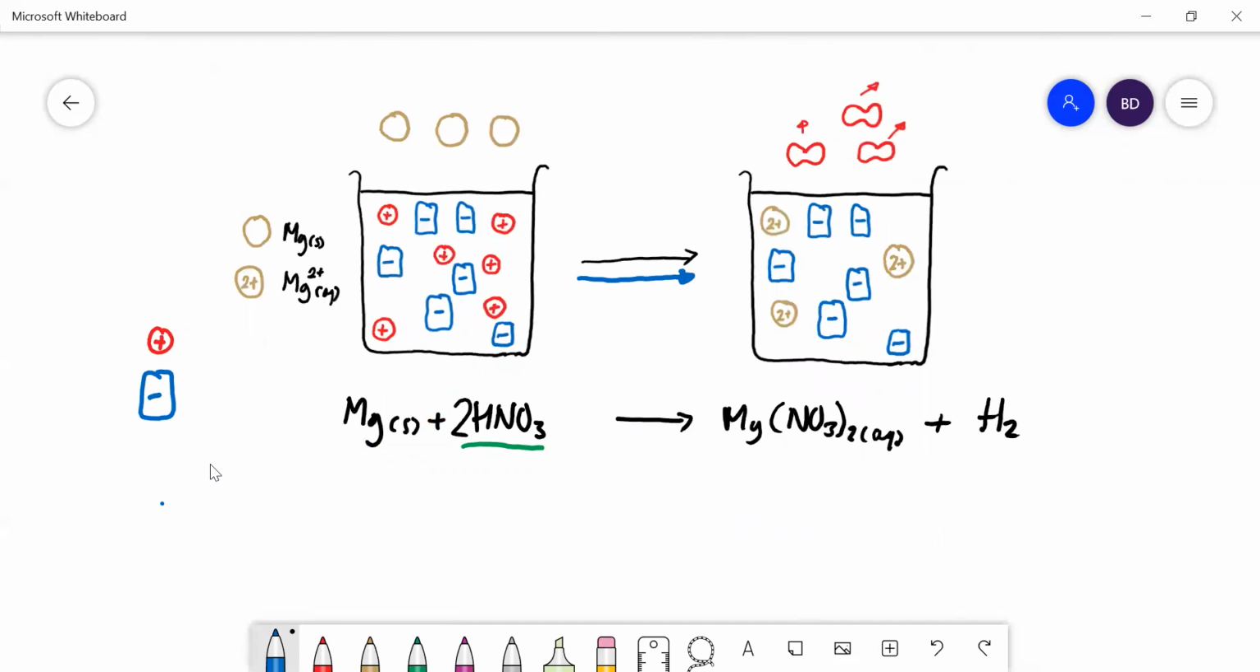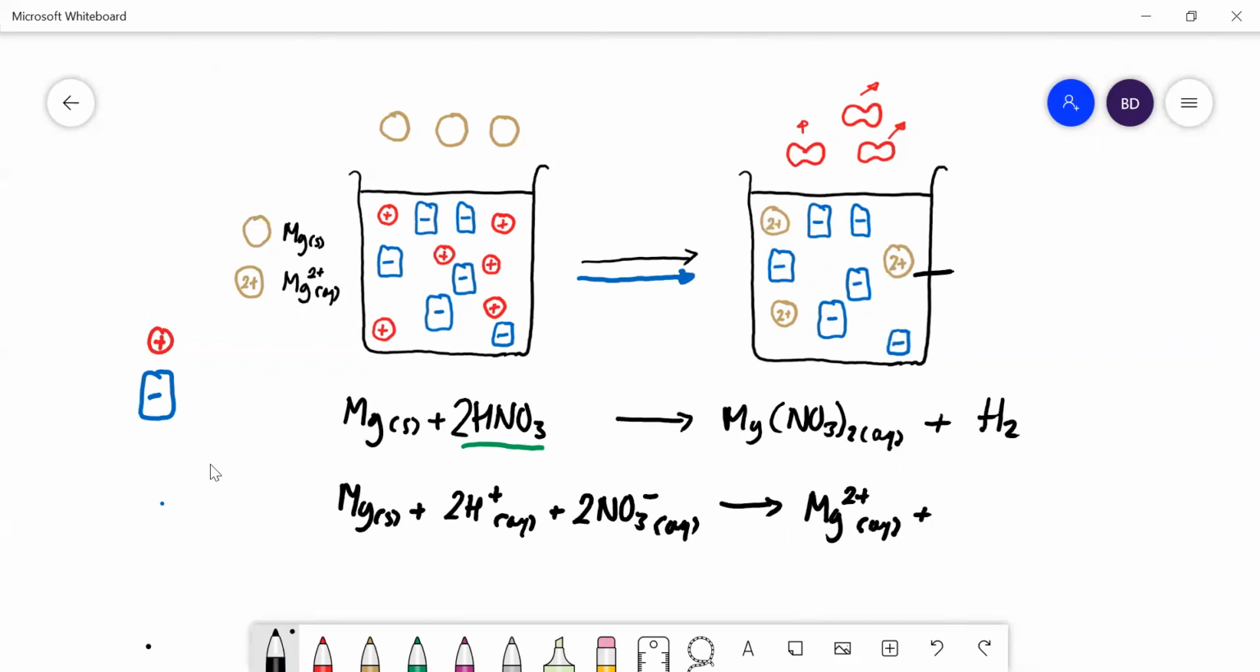We'd write down magnesium, Mg solid. The nitric acid is broken down into ions. It's 2H plus and 2 nitrate ions. Now, magnesium nitrate, we can see here in this beaker, it's not stuck together. We've got those golden spheres with the 2 plus. They're the magnesium ions. So you've got Mg2 plus aqueous. The nitrate ions are just doing their own thing still. They're separate from the magnesium. And the hydrogen has turned into H2. These are the H2 molecules here.